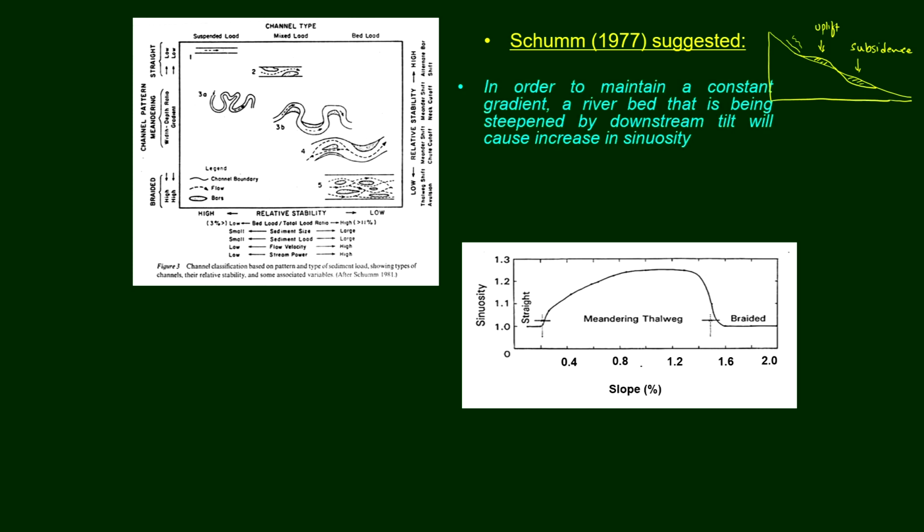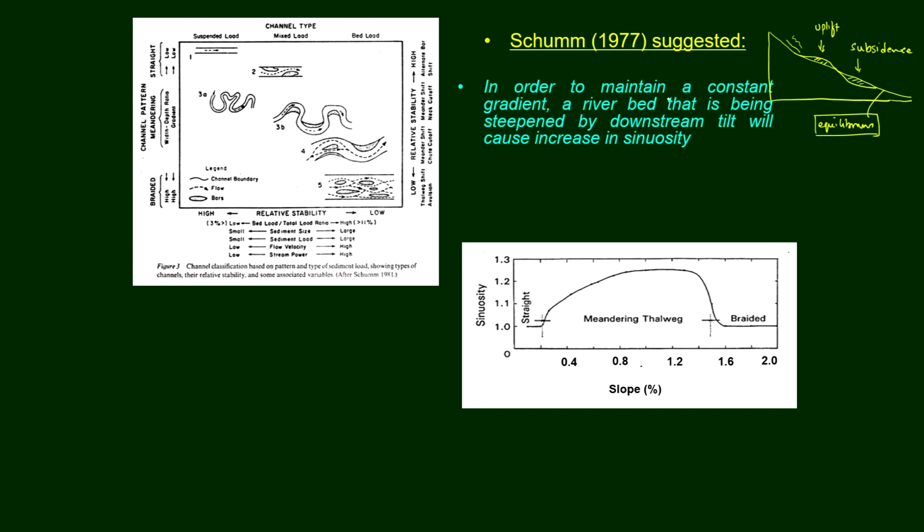So, in order to maintain the constant gradient, because as I told, the channel will always try to keep itself in equilibrium, it will try to maintain its profile. So, if there is an uplift, it will erode. If there is a subsidence, then it will aggrade. That is a very normal process which we will come across in such areas.